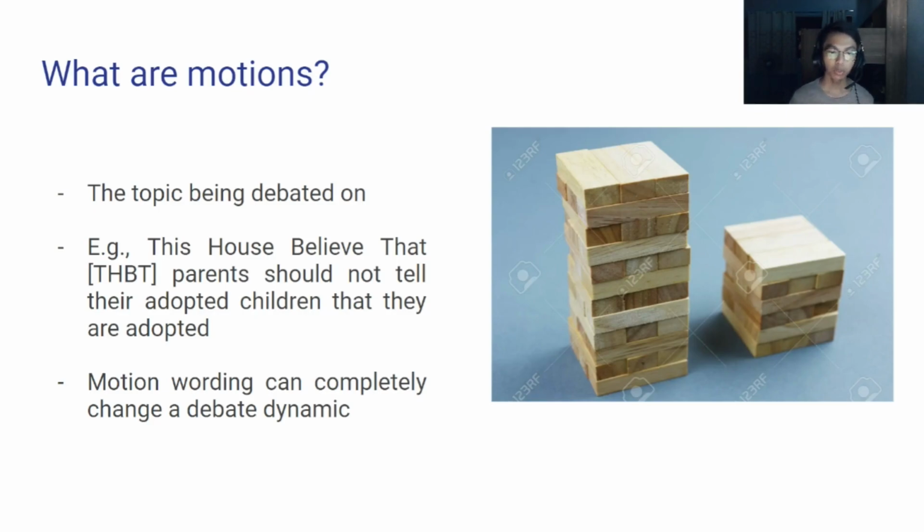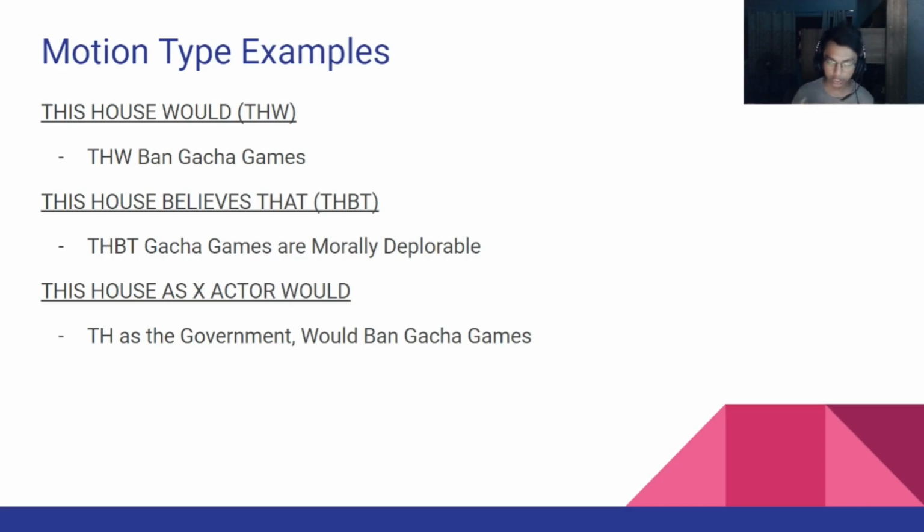And motion wording can completely change a debate dynamic. That is, some little words in the motion, especially these first few words, the this house portion. And we'll get into that in a few seconds. But you have to pay special attention to this. So let's look at some motion types. You will see many different formats of motion. So for example, this one being this house would. This is a rather common, all these are rather common. But this house would and this house believes that are probably the first few ones you encounter.